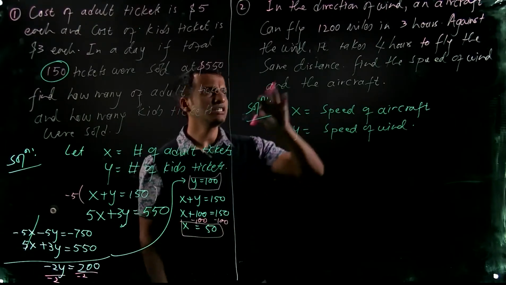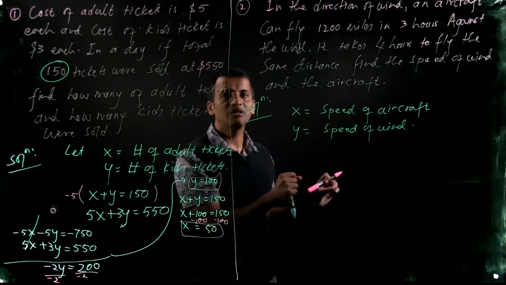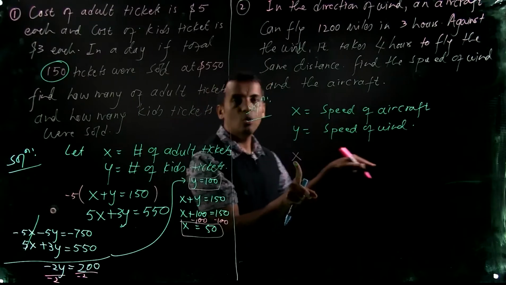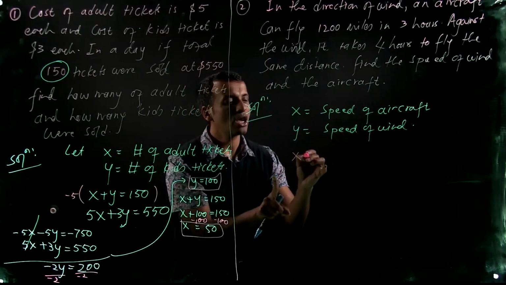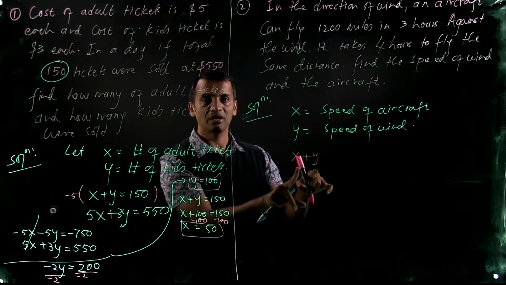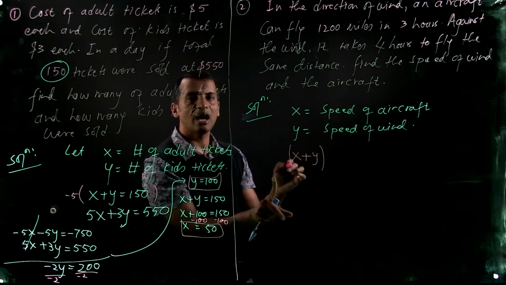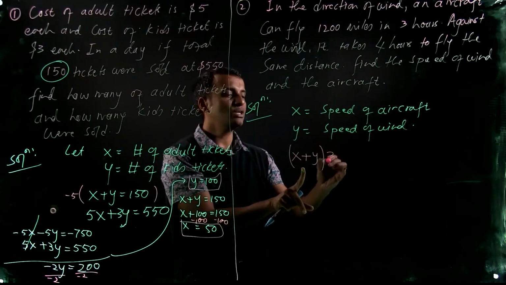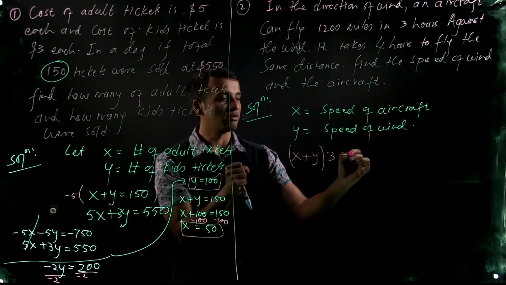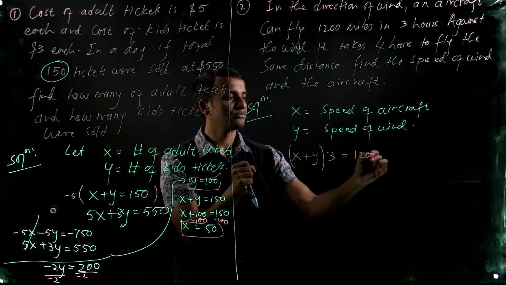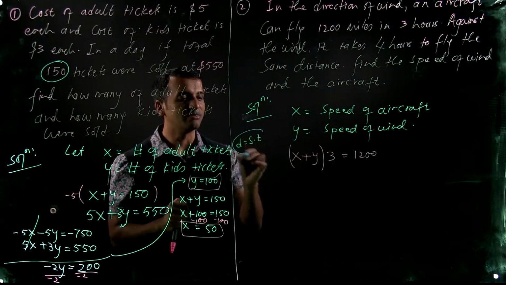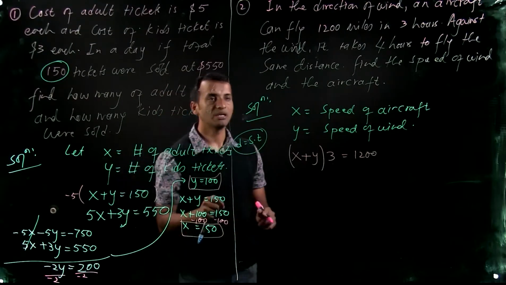All right, in the direction of the wind, what is the net speed of the aircraft? It is the speed of the aircraft, or the speed of the engine of the aircraft, plus the wind, which is also pushing the aircraft in the direction of the wind. So x plus y is the net speed of the aircraft in the direction of the wind. How many hours does it take? It takes 3 hours. So the speed times the time equals the total distance covered, which is 1200. That's the formula we used here: distance covered equals speed times the time taken.